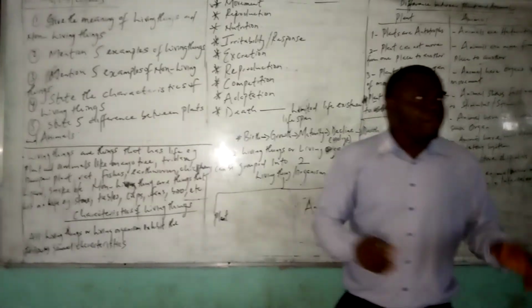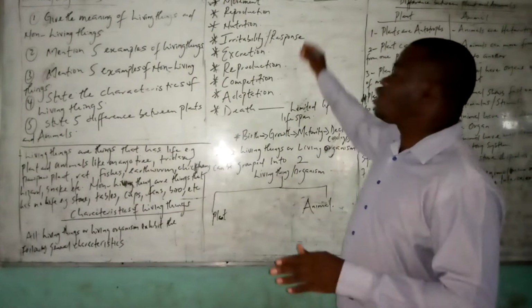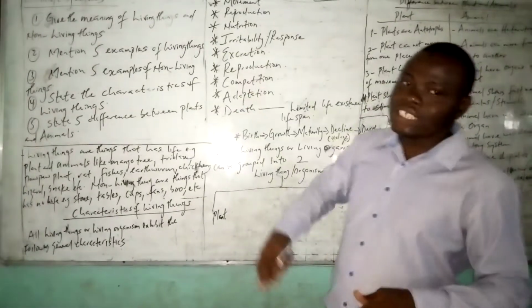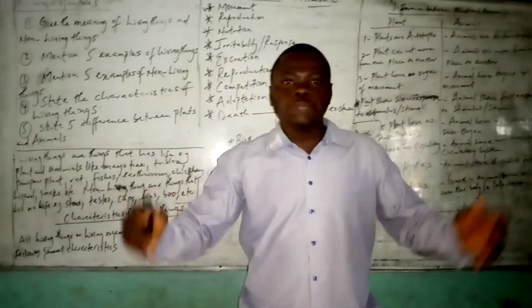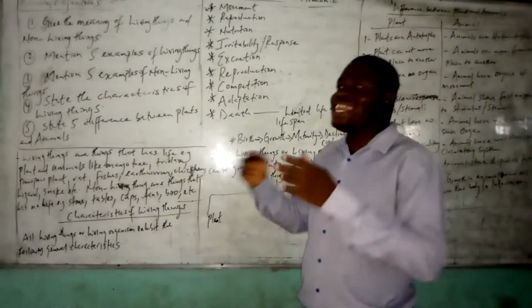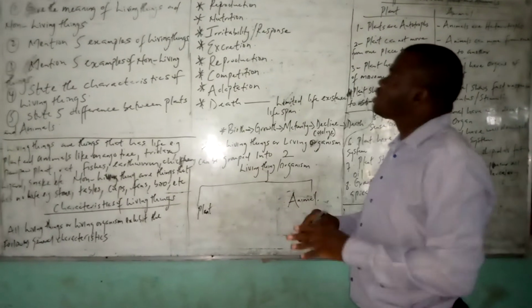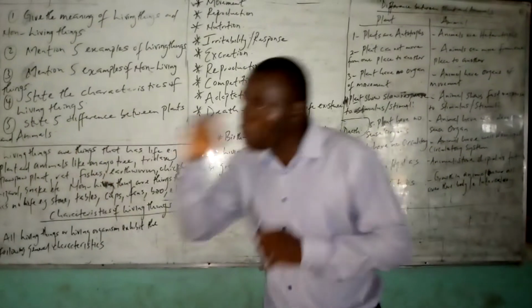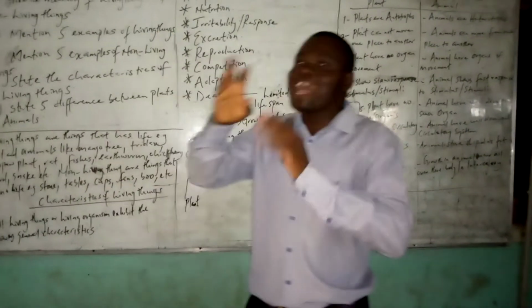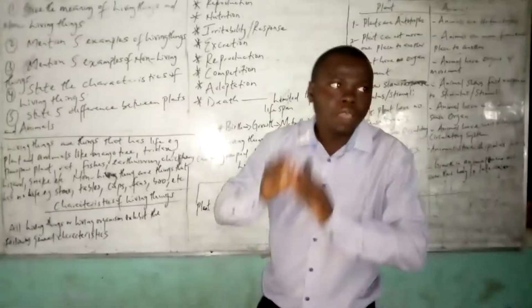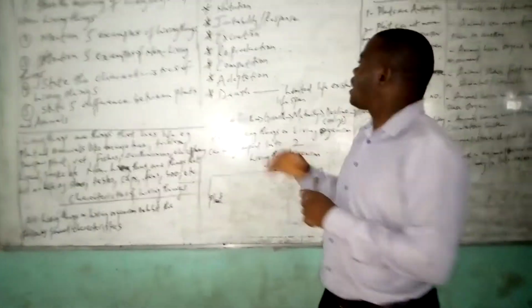Irritability. Irritability is also called response. It is the ability of living organisms to respond to both internal and external stimuli. Before a living organism can be said to be a living organism, it must be able to respond to stimuli of cold, heat, pain, pressure, etc.